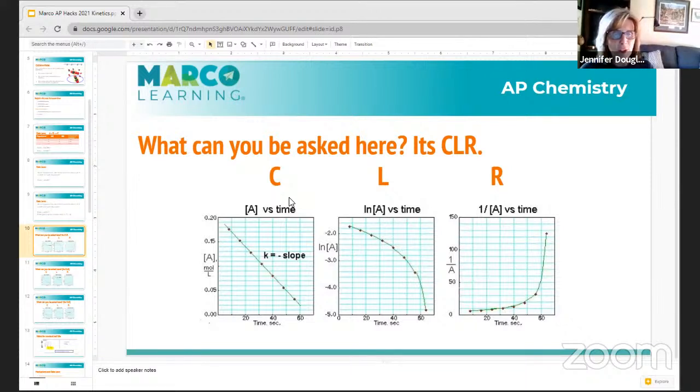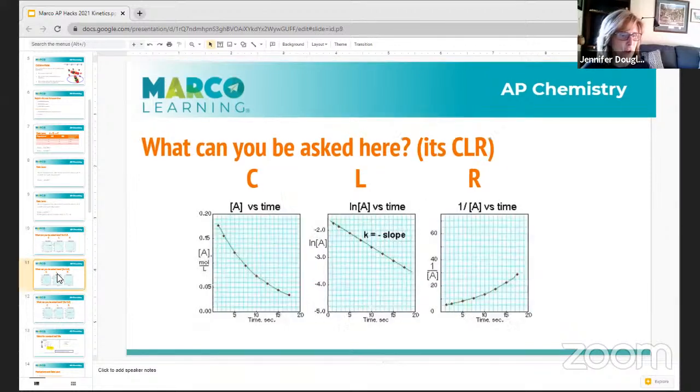And if you can remember this little, it's clear thing, it's a little mnemonic device that'll help you. C is for concentration, L is for the natural log, ln, and R is for reciprocal. And those go in order of 0, 1, 2. So if concentration versus time gives you a straight line, it's going to be 0 order. And only one of those is going to give you a straight line. You'll understand why when you take calculus, because you're doing integration and you're finding areas under a curve.